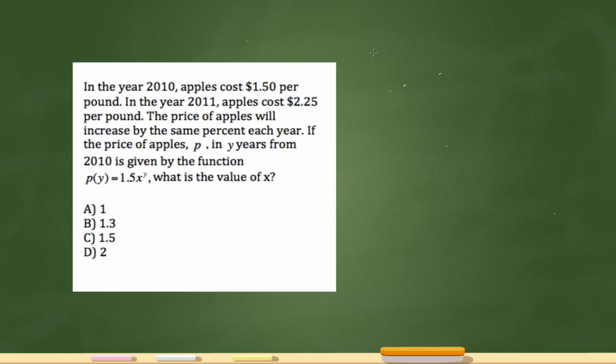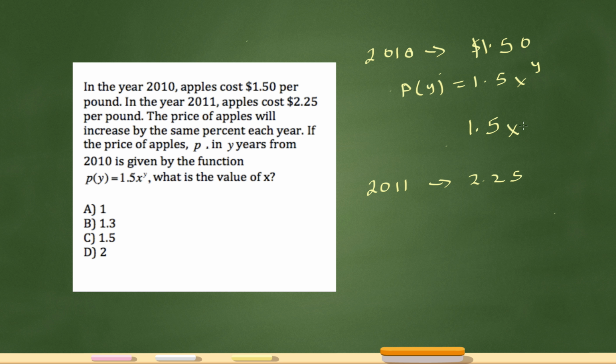So I know that in the year 2010, the price is $1.50. And in the year 2011, the price is $2.25. And the equation it gives me is P of Y equals, this is a magic equation to figure out the price per pound of apples in any given year after 2010. And it's saying that Y years from 2010. So Y represents the number of years that have passed after 2010. So in this scenario, since this is just 2010, the Y would be 0 here. So 1.5 x to the 0. And we know the price of the apples here is $1.50.